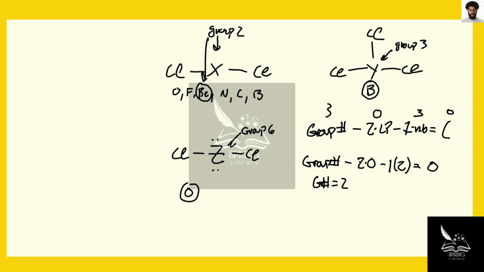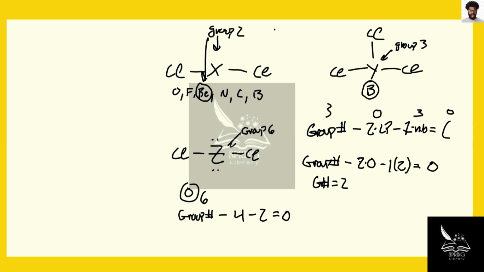And for the final one, we knew that the group number minus 2 lone pairs, so that's 4, minus 2 bonds, so that's 2, equals 0. The only number that fits here is 6, because 6 minus 4 minus 2 is 0. So I knew that Z had to be in group 6.